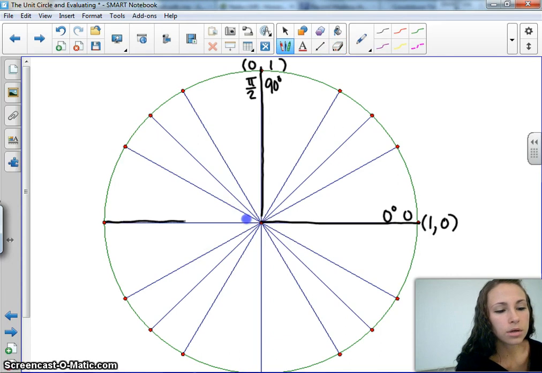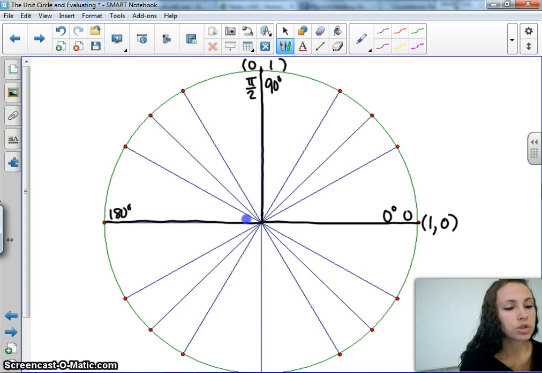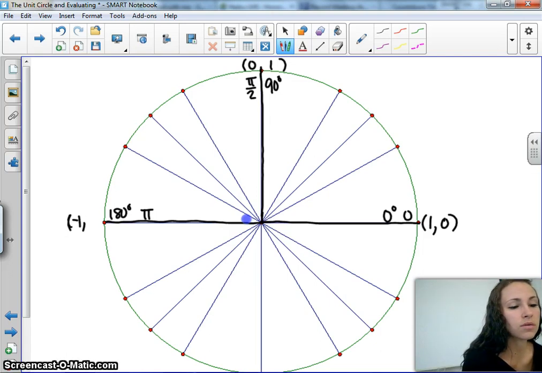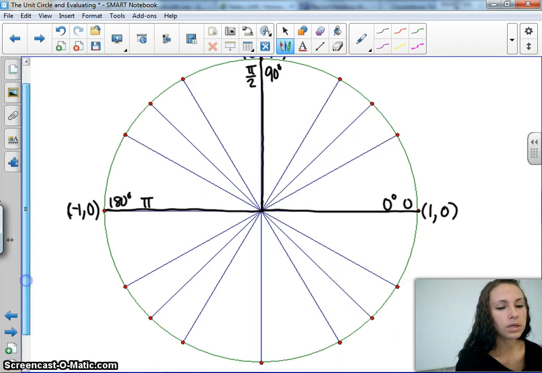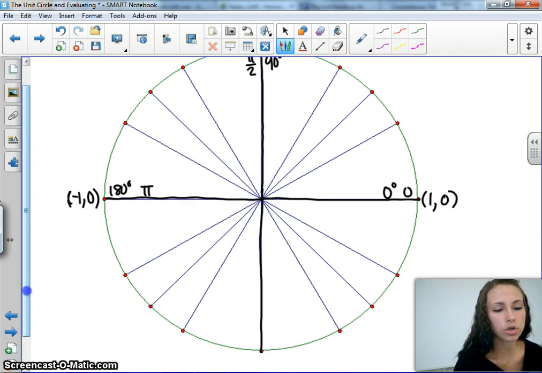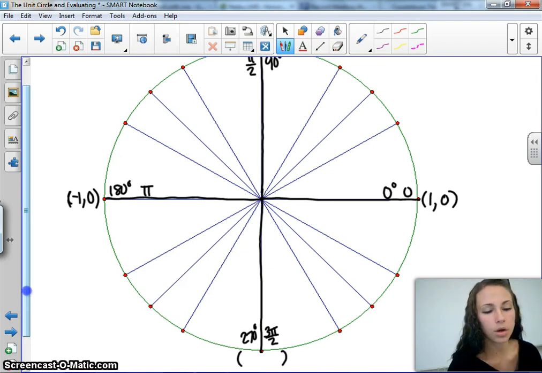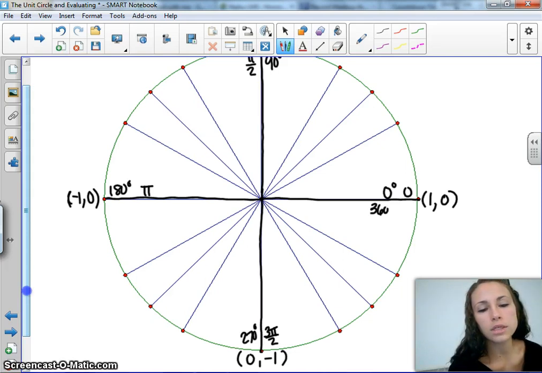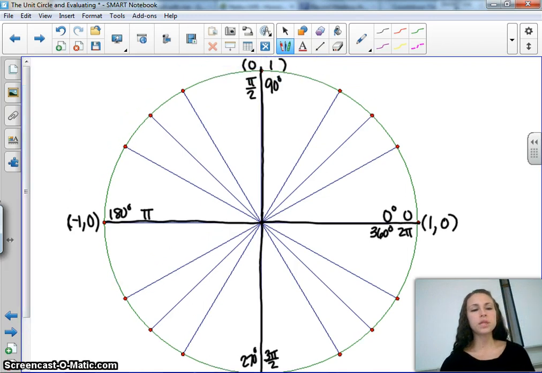So out here, it's really not much better, but this one is going to be at 180 degrees, which is also at pi. And so the point is going to be, I go over to the left this time, so instead of it being positive 1, it's going to be negative 1, 0. And then down here, I know that my degree is 270, and this is going to also be 3 pi over 2 as a radian. And if I find that coordinate, I would go over 0 and down negative 1. And then if we go all the way back around, this is going to end up being 360 degrees or 2 pi.